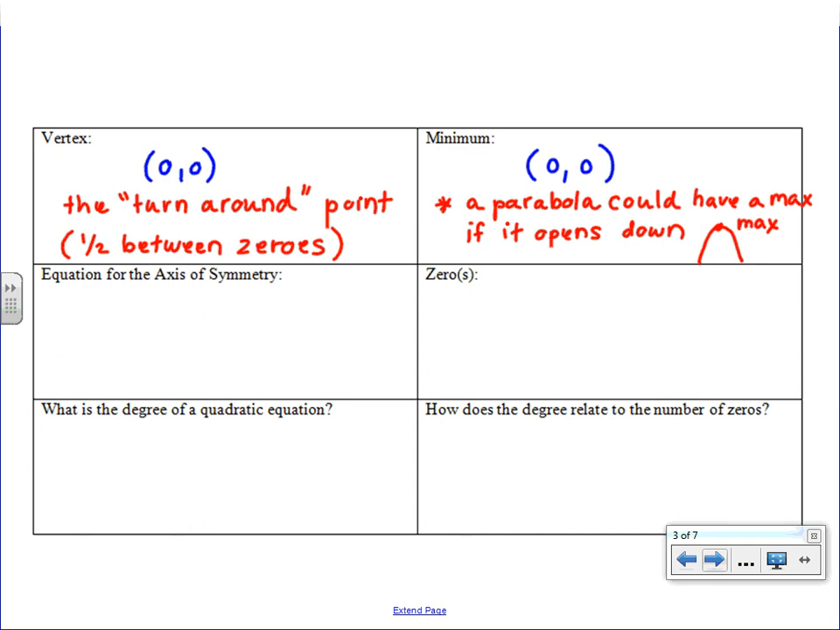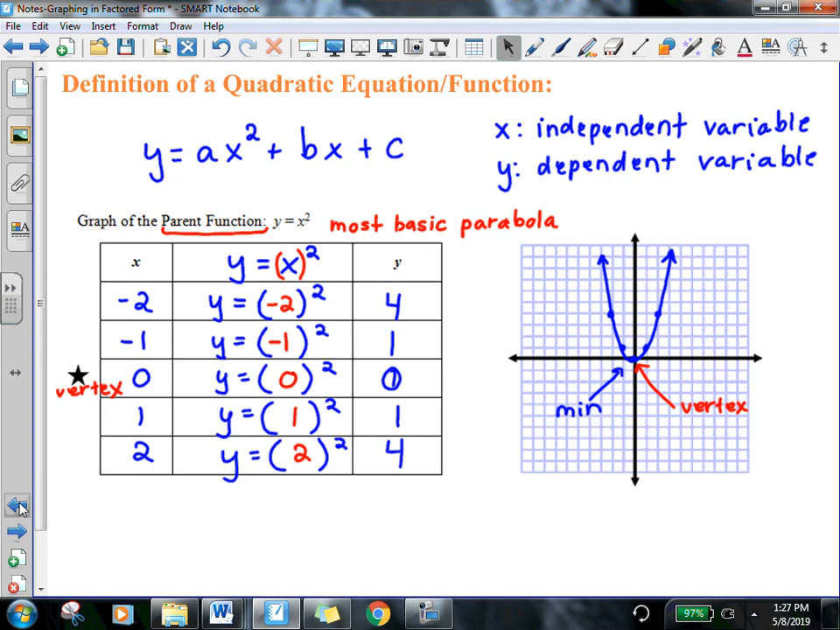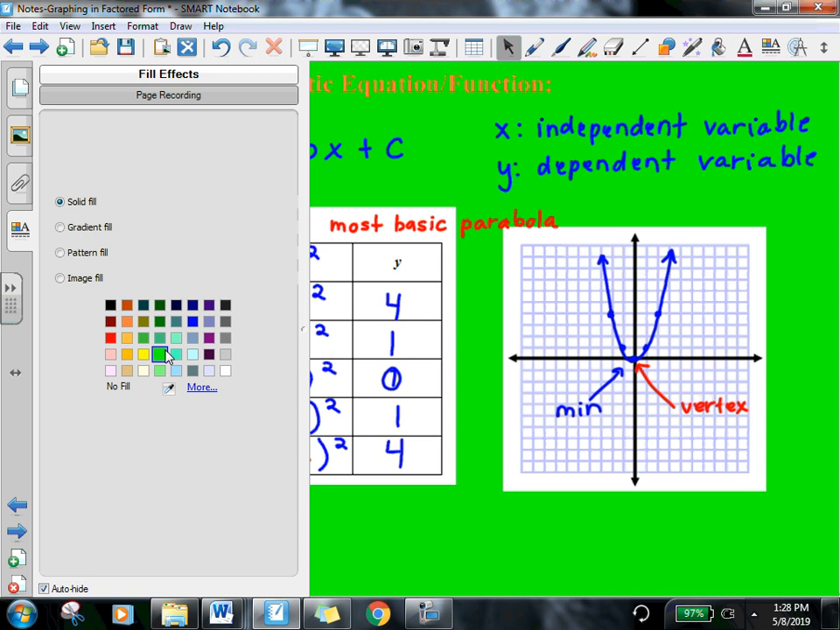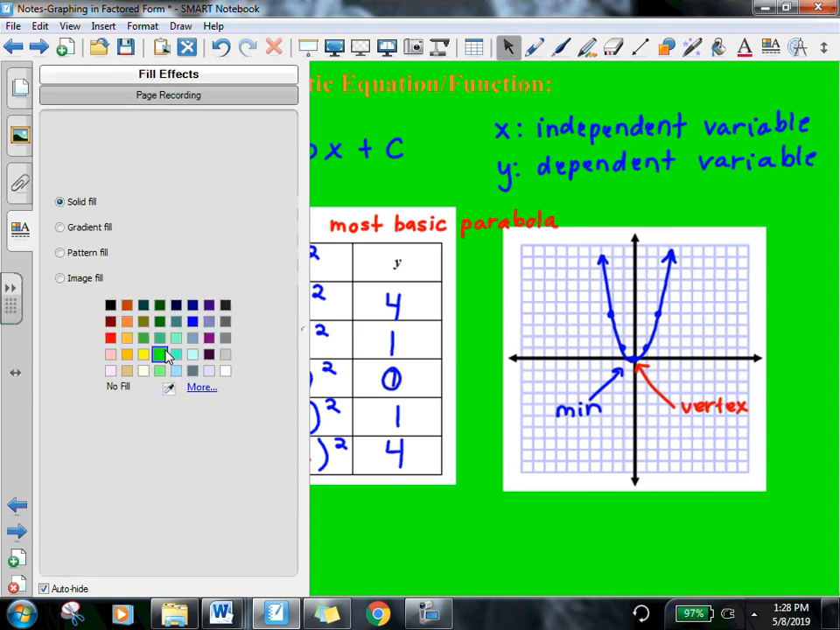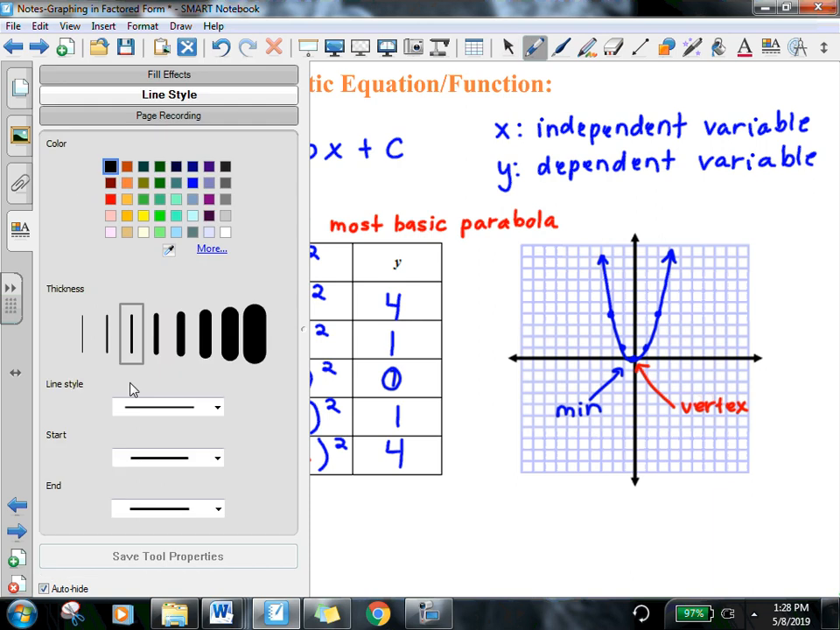Now, the next vocabulary we're going to look at is the equation for the axis of symmetry. So I'm going to go back to our previous slide, and we're going to look at our graph. I'm going to grab another color here. Sorry, no fill. There we go. I want to pick up my marker first. Now I got it. All right, so I'm going to do a green line for this.